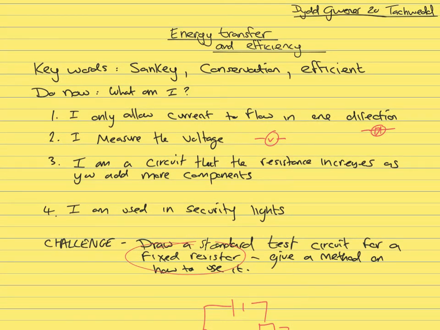I am a circuit that the resistance increases the more components you add. This is a series circuit because if I keep adding components like a 3 ohms there and then maybe a 6 ohms, they're all going to add up, so they're all going to increase the resistance. I'm used in security lights. That's an LDR, light dependent resistor. As you increase the light intensity, the resistance decreases.